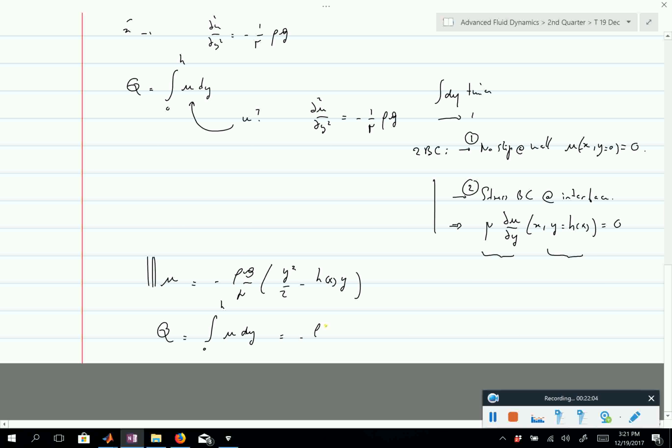So minus rho g divided by mu, and then I have to integrate. So this is y cubed divided by 6 minus h y squared divided by 2, between 0 and h. So this is going to be equal to minus rho g divided by mu times h cubed, and I have a 1/6 minus a 1/2. So I get a minus 1/3. So I have rho g h cubed divided by 3 mu.